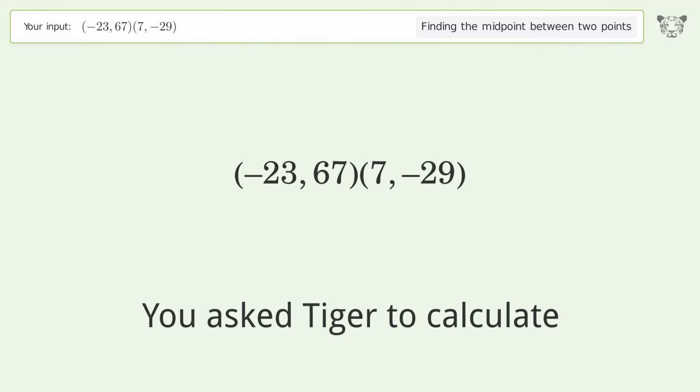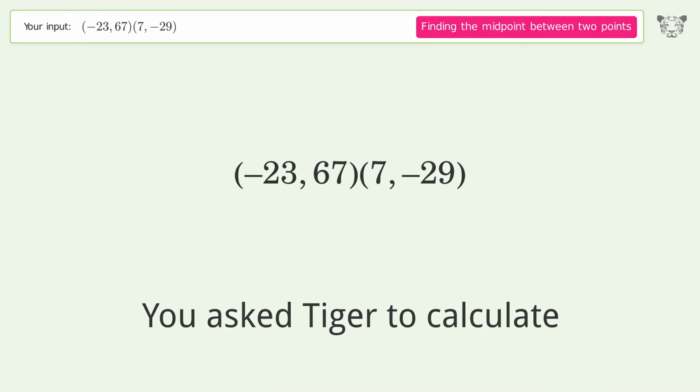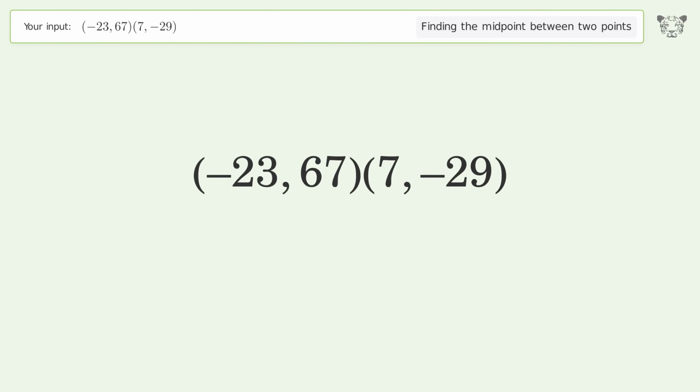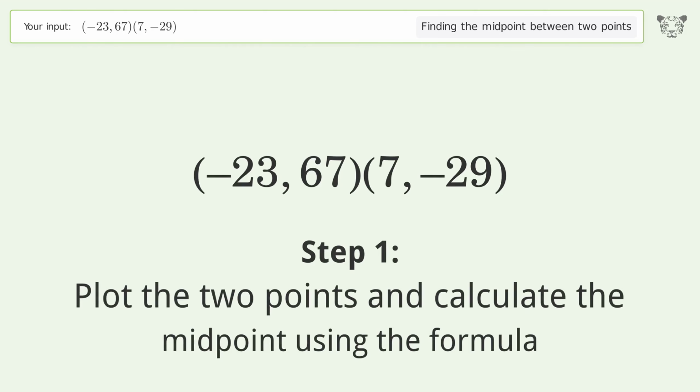You ask Tiger to calculate. This deals with finding the midpoint between 2 points. The midpoint between the 2 points is -8, 19. Let's solve it step by step. Plot the 2 points and calculate the midpoint using the formula.